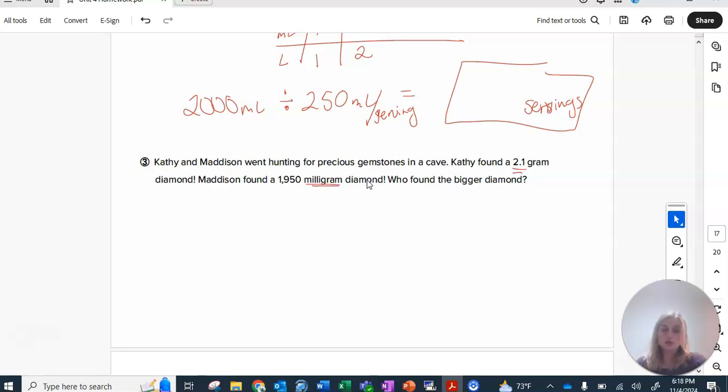So again, I'm giving you 2 options. You can change grams to milligrams or you can change milligrams to grams, but you want them both to be the same final unit before you answer the question, Kathy or Madison, found the bigger diamond. There needs to be math there. You can't just be like, well, I know. No, not without proof. Milligrams to grams. Write your conversion from your reference chart. Then choose, are you changing Madison's number to grams? Or are you changing Kathy's number to milligrams? It really doesn't matter. Once you have one of them changed, you can decide who has the bigger diamond.